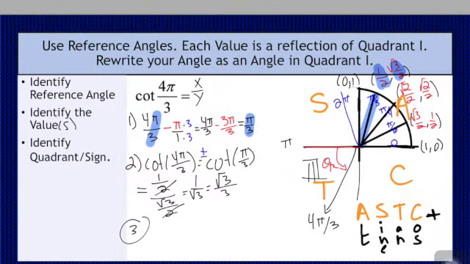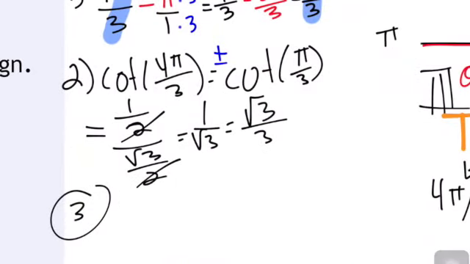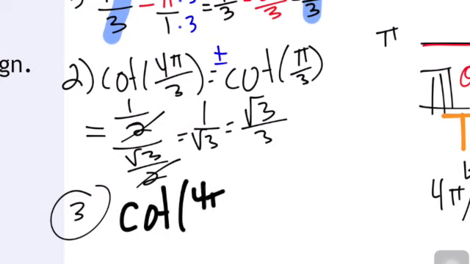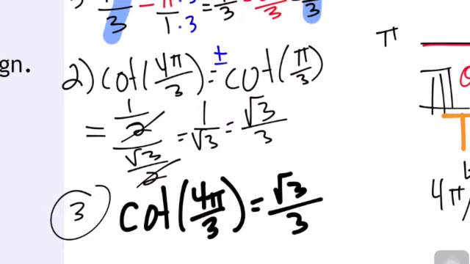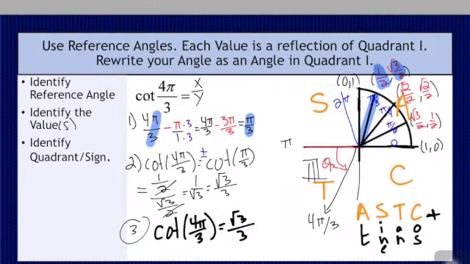So this one is in the third quadrant, right? So in the third quadrant, tangent is positive, so that means cotangent is positive. So my final answer, cotangent of 4 pi over 3 is equal to positive radical 3 over 3. Okay? All right, let's keep looking at some more examples though.